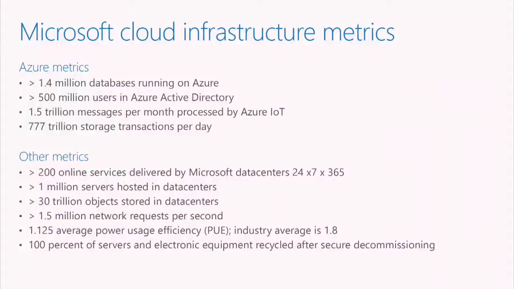So for example, to give you some idea, about 1.4 million databases on Azure. And this data, by the way, I can guarantee you is old, because you're watching this at least a day after I recorded it, so this is now old data. Millions of users in Active Directory. 1.5 trillion messages per month in Azure Internet of Things, 777 trillion storage transactions per day. It's been said that the fiber optic in North America alone can circle the globe, I think, about 6 times, and that there's enough cable to go to the moon and back.